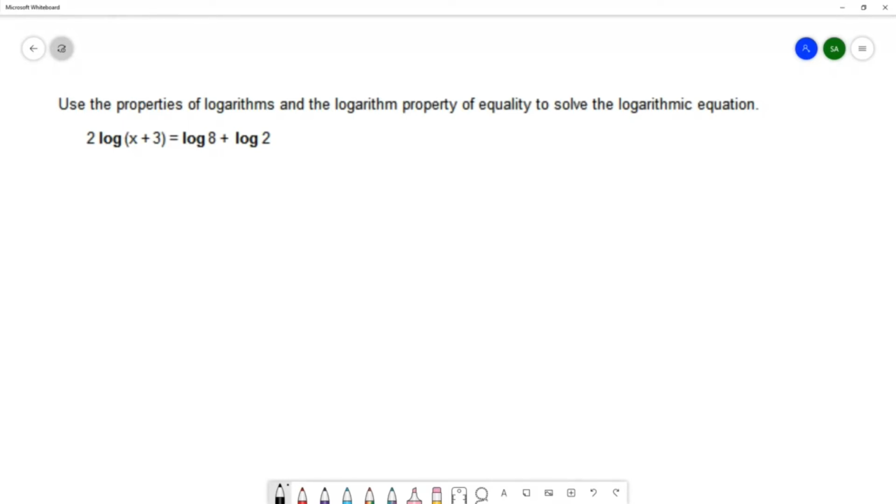So with log equations, one property we use is this property of equality, and that says log base b of m equals log base b of n. So what you see is a log with the same base on each side. And by this property of equality, we know that what's inside of the logs must be equal to each other. So it allows us to simplify the log equation.